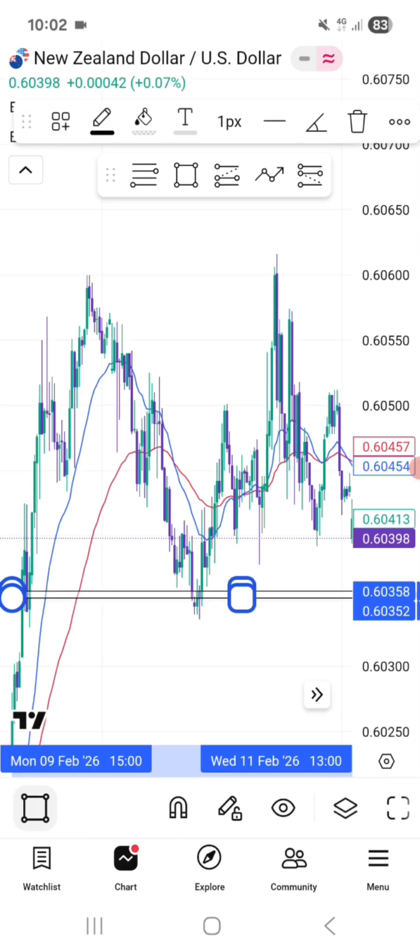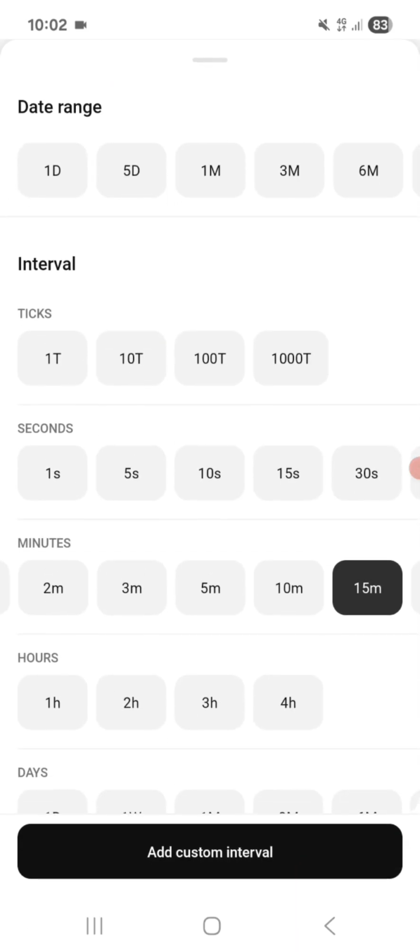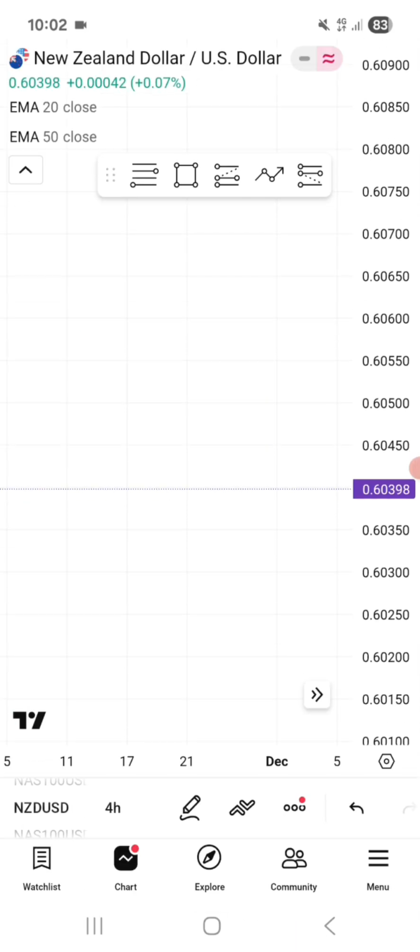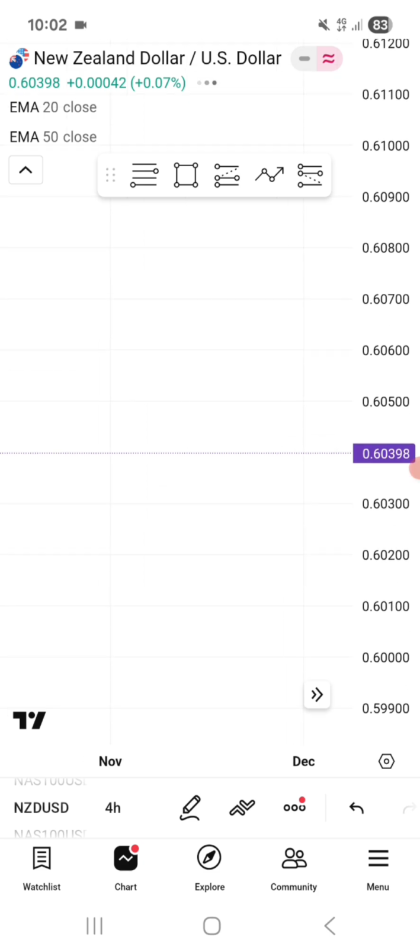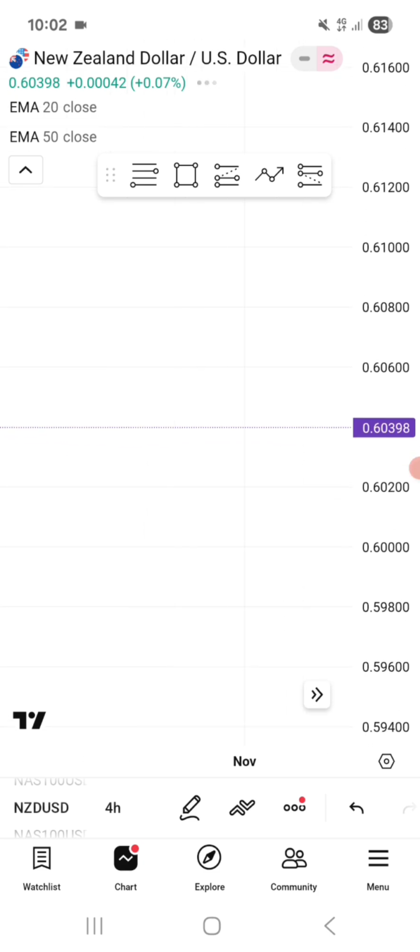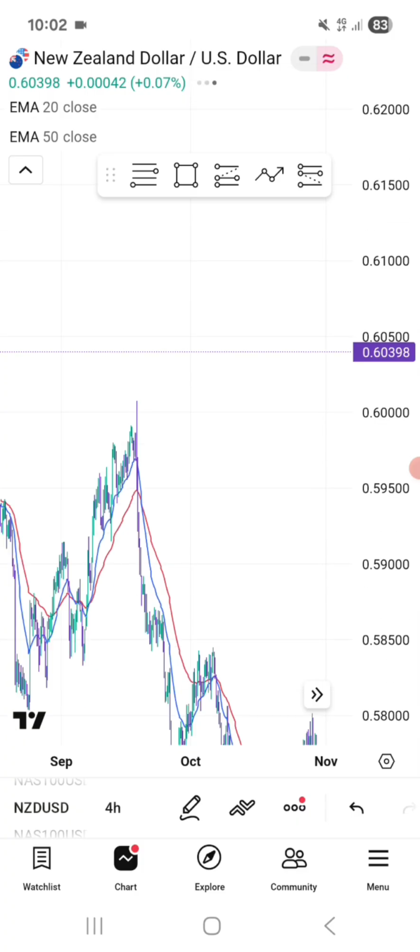NZD USD is a good pair which respects market structure very well. You can do your own analysis, and this is what I have for you today.